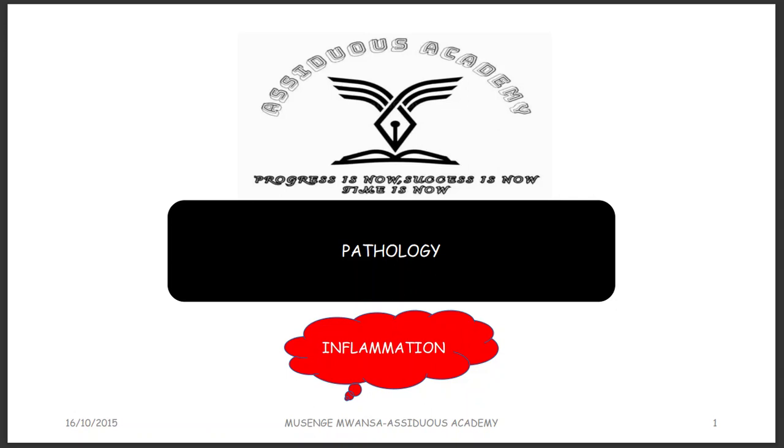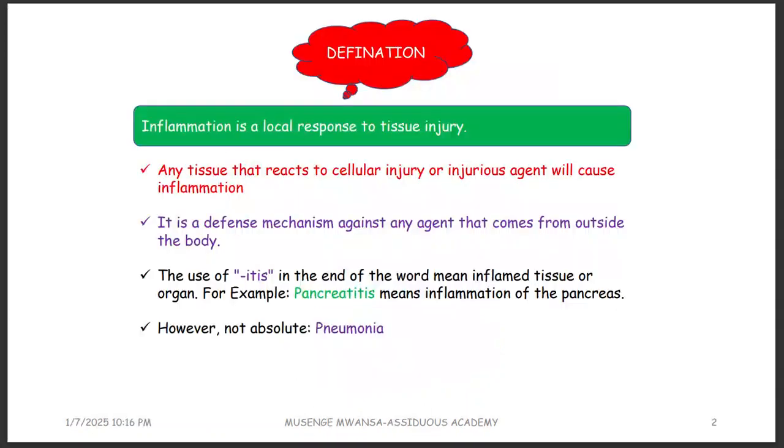We are talking about inflammation now. So, inflammation is a local response to tissue injury. What happens is that if the tissue has been injured, remember the first topic we discussed was tissue injury, cell death. So, if there is an injury to a tissue, there's going to be a response by the immune system.